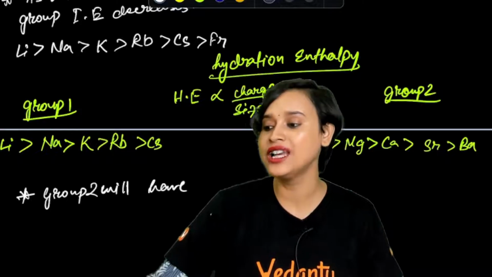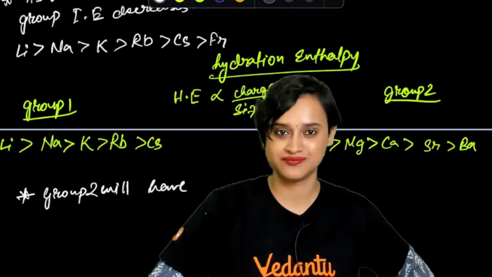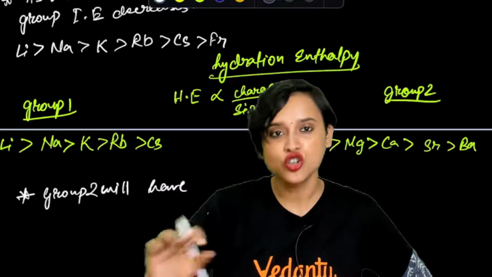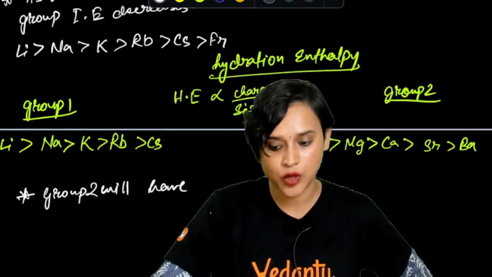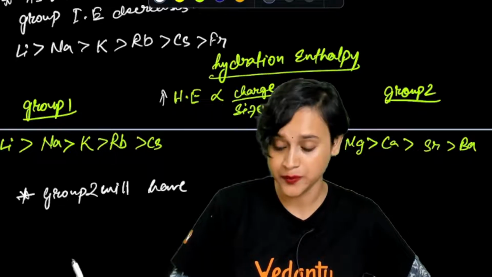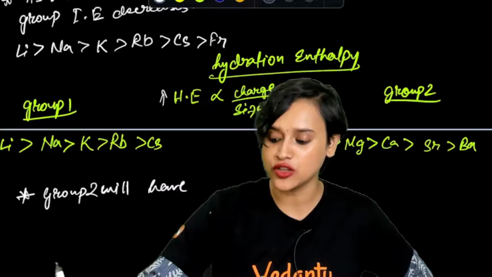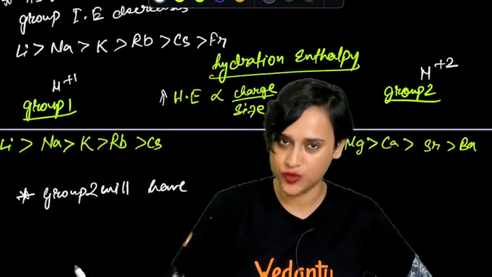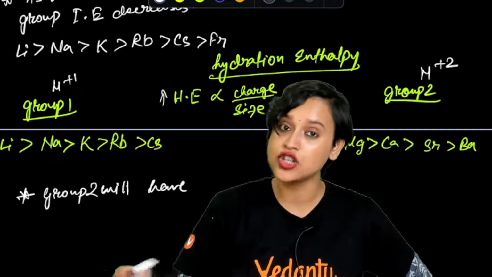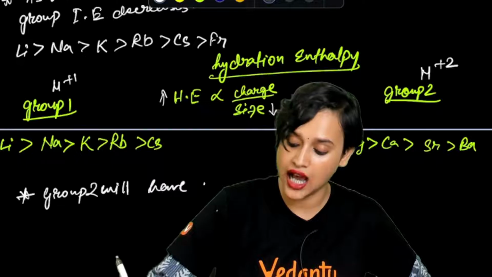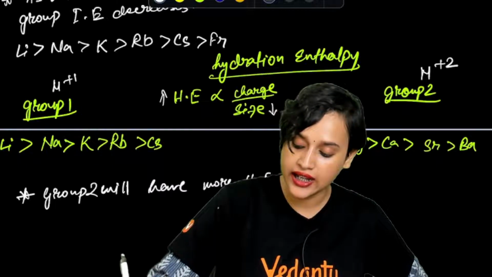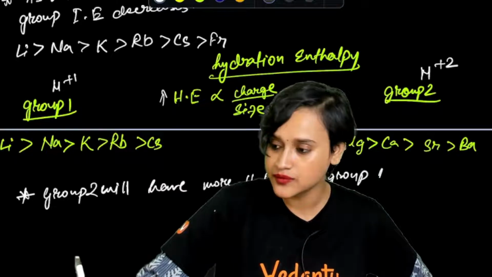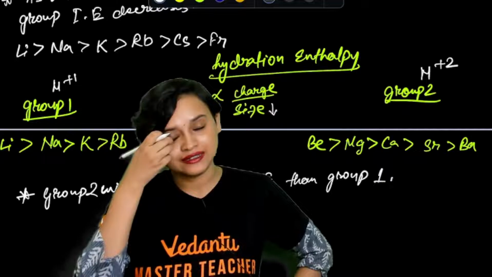Group 2 will have more. What did I say? Hydration enthalpy is inversely proportional to size, right? So group 2 elements are smaller. That means hydration enthalpy will increase. And I also told you that it is directly proportional to charge. So group 2 will form M plus 2, and this one will form M plus 1. So group 2 has more charge. If it has more charge, that means more hydration enthalpy. So group 2 will have more hydration energy than group 1. Clear?